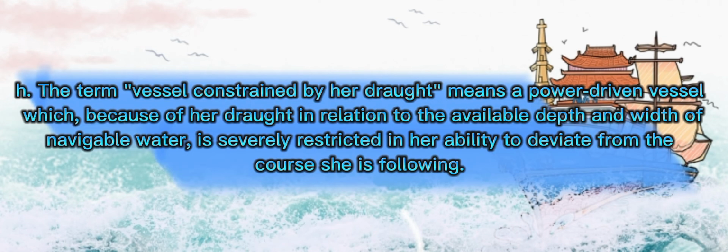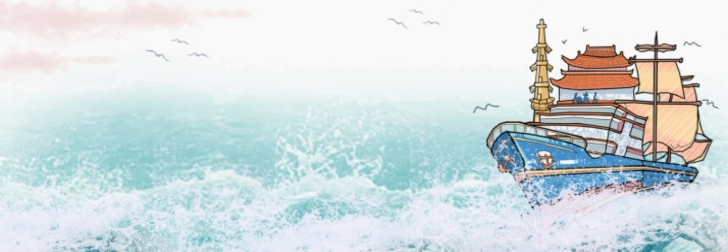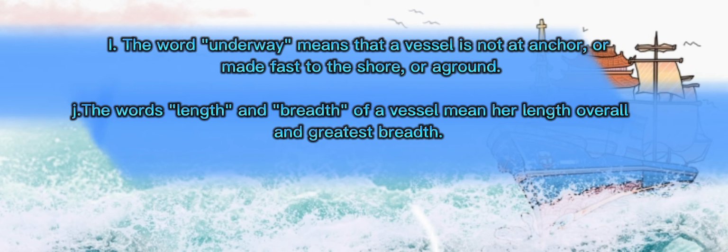H. The term vessel constrained by her draft means a power-driven vessel, which, because of her draft in relation to the available depth and width of navigable water, is severely restricted in her ability to deviate from the course she is following. I. The word underway means that a vessel is not at anchor, or made fast to the shore, or aground. J. The words length and breadth of a vessel mean her length overall, and greatest breadth.